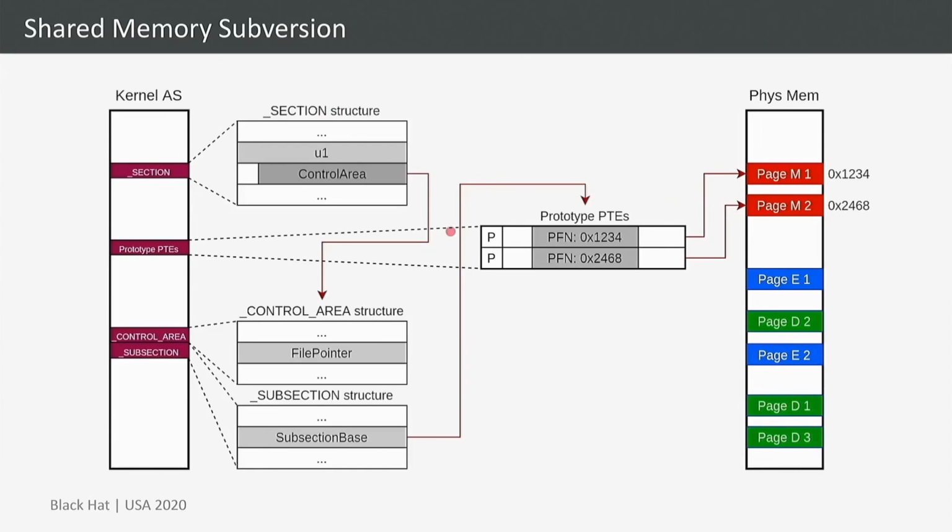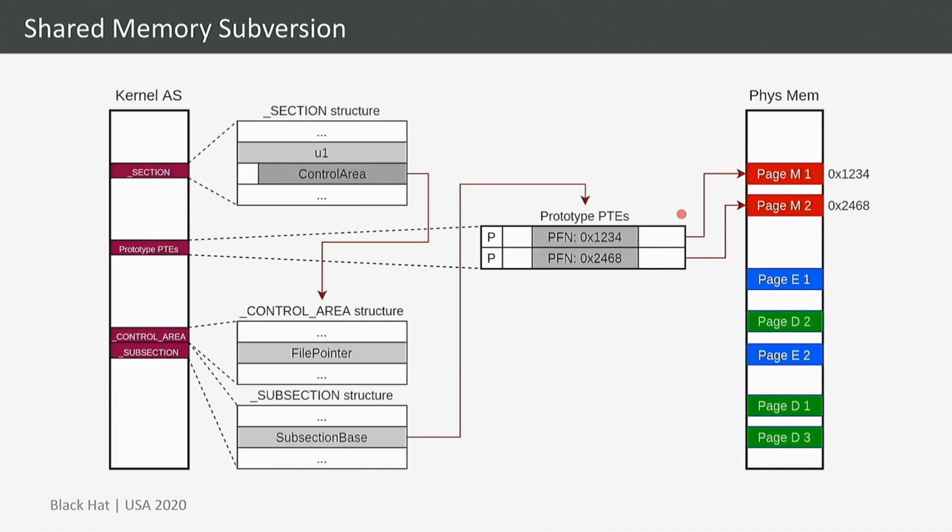So if we follow the section structure, we get to a control area field. This one points to the control area structure, which is more or less pointing to the file, if there's a file related to this memory area. And right after that, more interestingly for us, is a subsection structure, or there can be multiple ones. And those are pointing to the so-called prototype PTEs. This is the interesting part for us, because those prototype PTEs contain the actual pointer to the malicious pages.